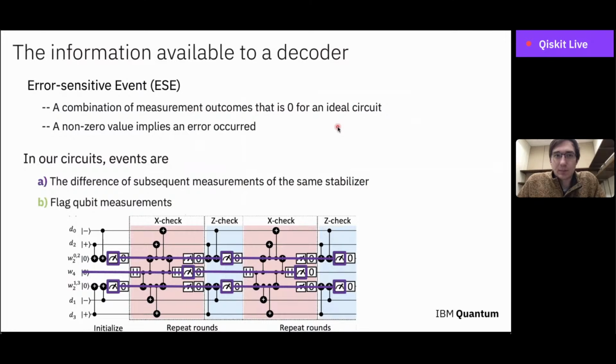Okay, so now I'm moving on to the third part of the talk, and this is all about decoding. The challenge of decoding is taking these measurement results, I showed you the measurement circuits earlier, take those measurement results and try to figure out what error occurred. In general, the information that's available to a decoder is what we call a set of error-sensitive events.